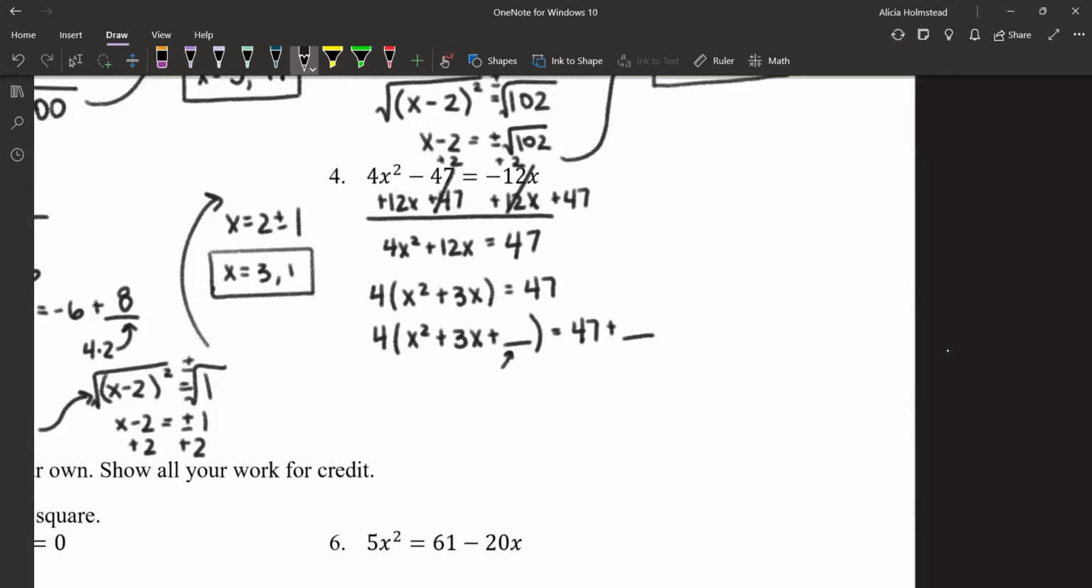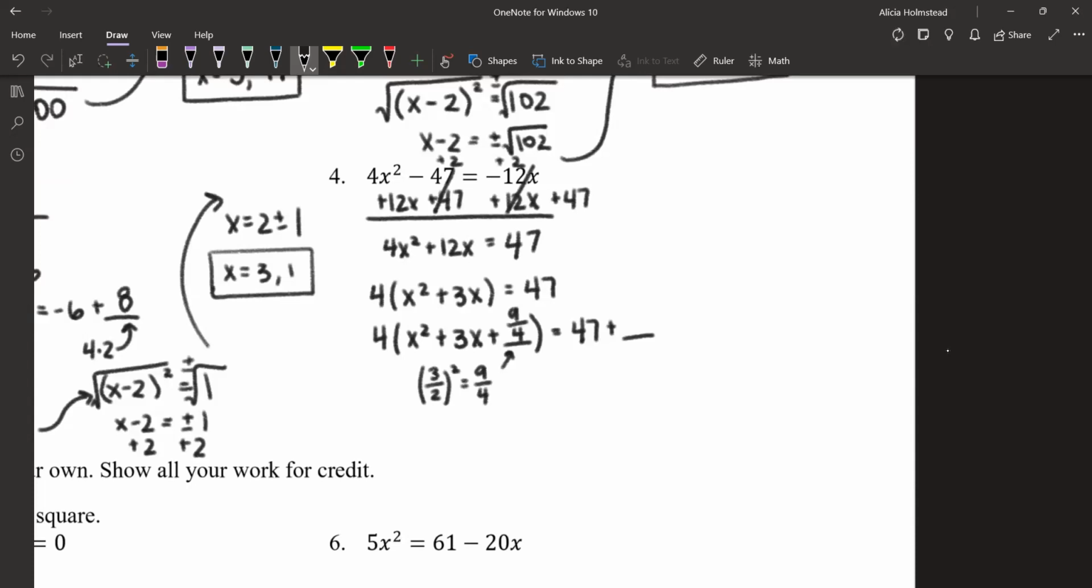To fill in this blank, we're going to take 3, divide it by 2, and square it. That doesn't divide nicely, so we're going to need to square the fraction. When you square a fraction, you square both the numerator and the denominator. So our blank is going to be 9 over 4.